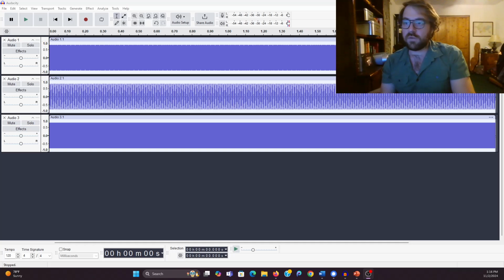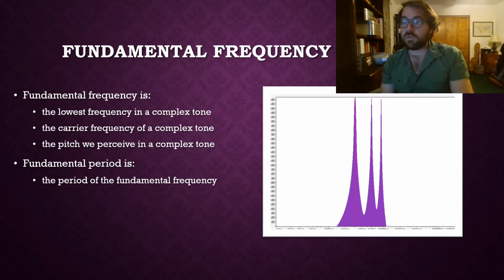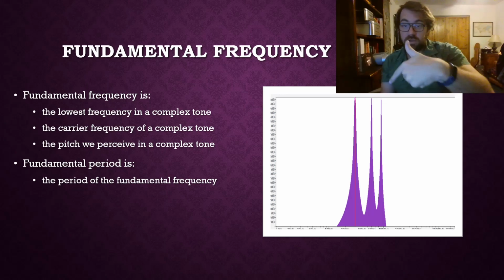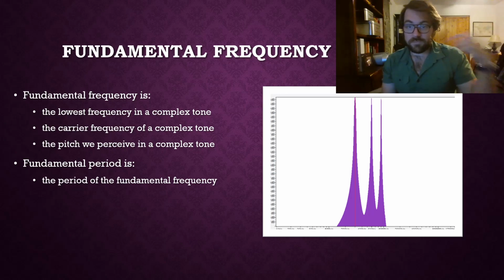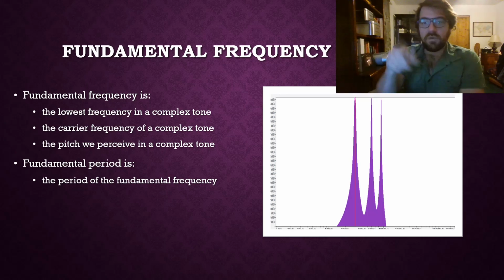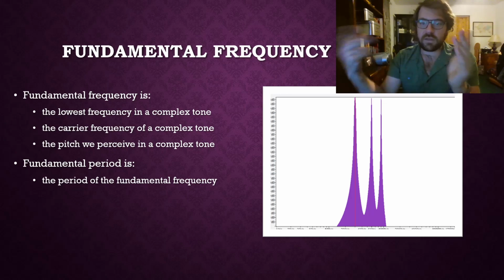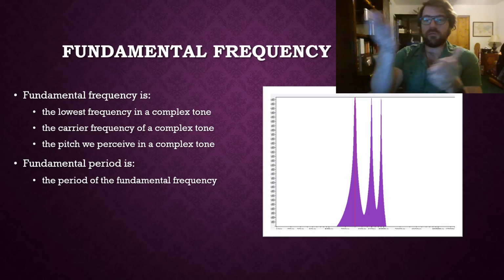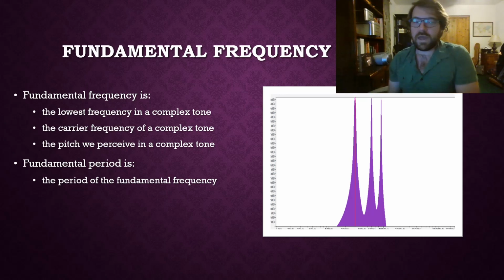So that is another reason why we call that the fundamental frequency. There are 3 reasons why we call it fundamental frequency. It's the lowest frequency, it's the carrier frequency, and it's the pitch that we actually perceive. Now, fundamental period is pretty simple. That's the period of the fundamental frequency. That's it. We can talk about any frequency, and it can have a period. How long does it take for one cycle of the wave? The fundamental frequency is a frequency. You can find out the period of the fundamental frequency, and we just call that the fundamental period.